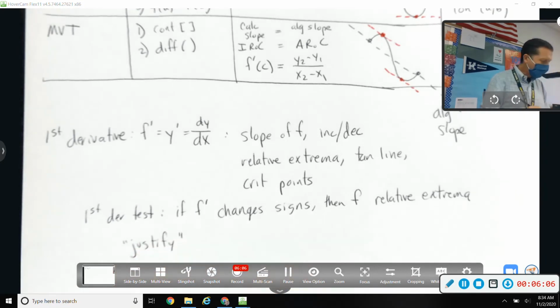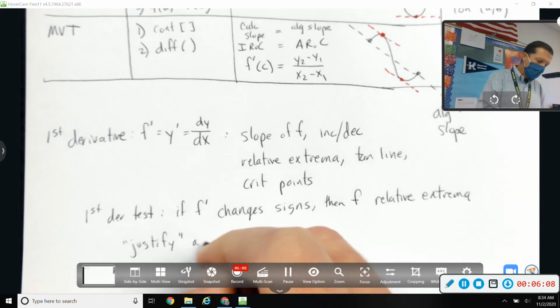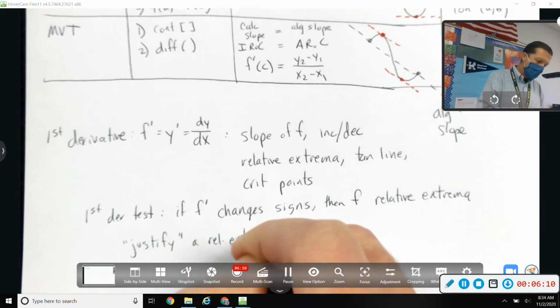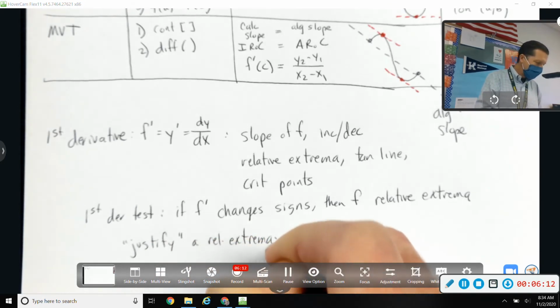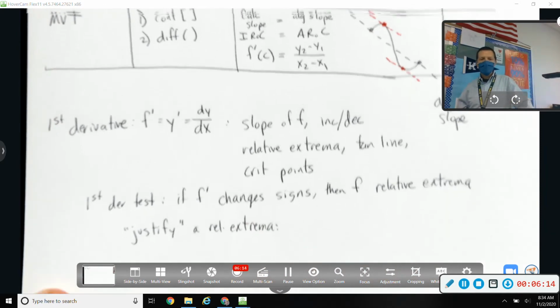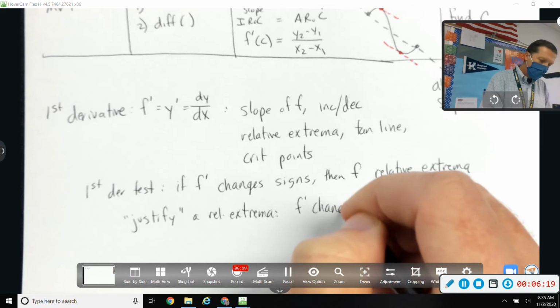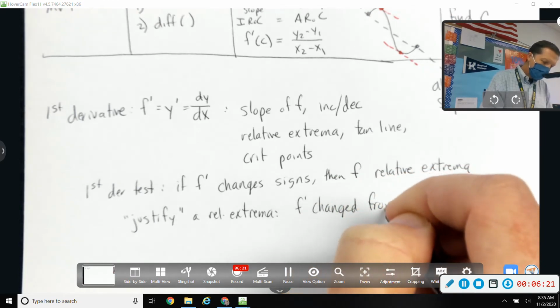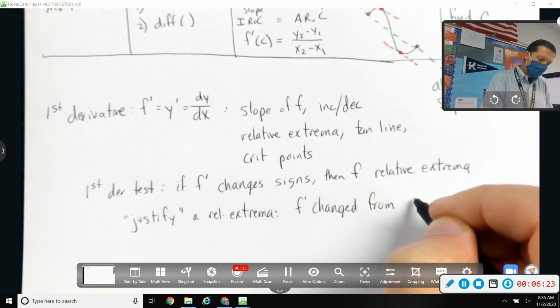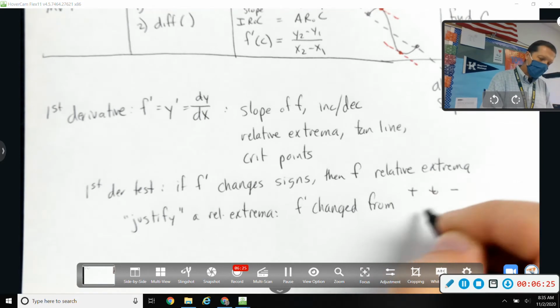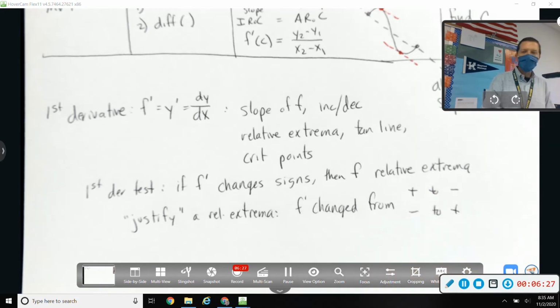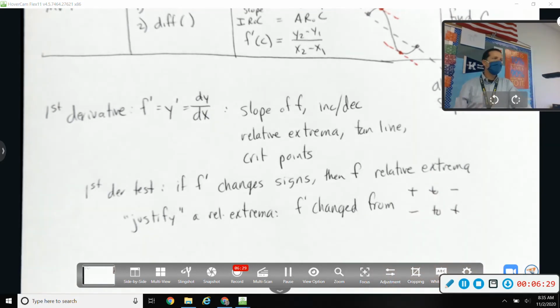When we say justify a relative extrema, the answer is always going to be f prime changed from positive to negative or negative to positive, depending on which extrema we've got.